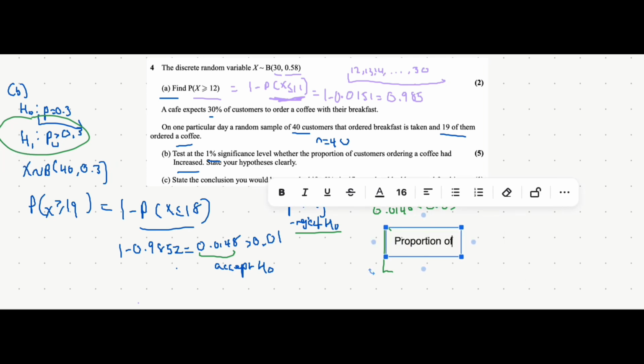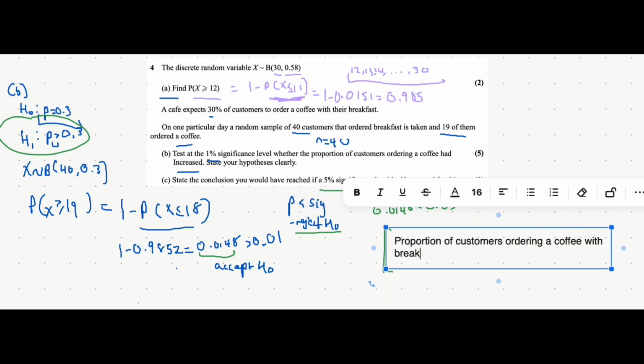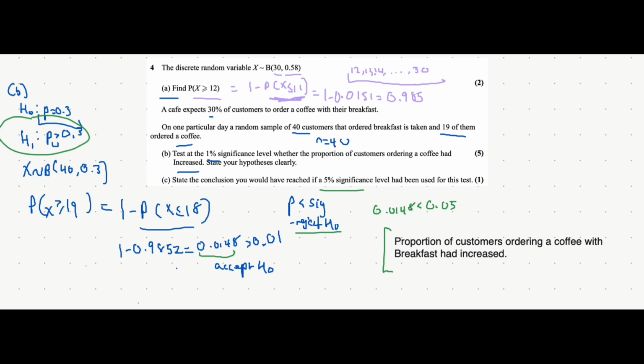The proportion of customers ordering a coffee with breakfast has increased. For part B of the question, by the way, you would have said the proportion of customers ordering coffee with breakfast is 30%. You'd say that it hasn't changed. Hopefully that will make sense.